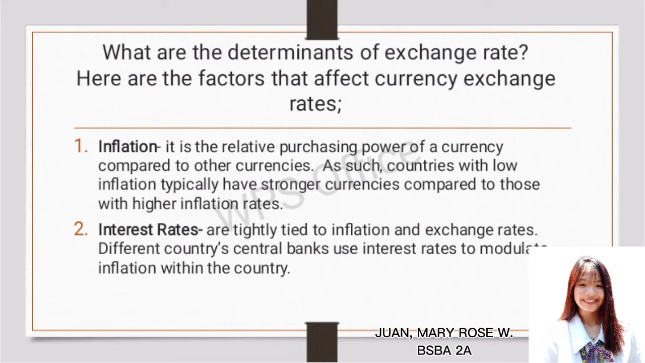Here are the factors that affect currency exchange rates. Number 1 is inflation. It is the relative purchasing power of a currency compared to other currencies. As such, countries with low inflation typically have stronger currencies compared to those with higher inflation rates. Inflation is the rate of increase in prices over a given period of time. Inflation is typically a broad measure, such as the overall increase in prices or the increase in the cost of living in a country.